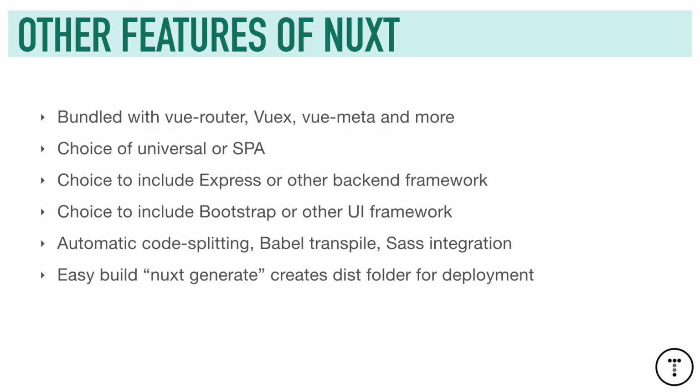It'll just implement it right in so you don't have to set it up yourself. All right, and like I said, all this stuff is available when you generate a new project. Some other features are automatic code splitting, Babel transpile, minification, hot module replacement, Sass integration. All this stuff is included with the framework.